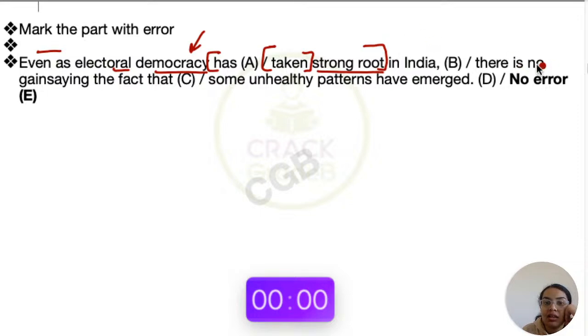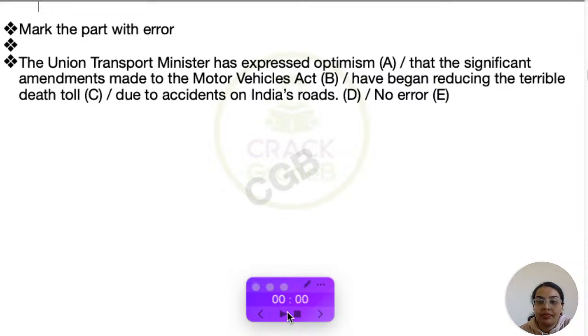So in India, there is no gainsaying the fact, क्या fact है, that some unhealthy patterns, some with countable noun has to be plural, and then of course the verb is going to be accordingly. Some patterns have emerged. Subject verb agreement, use of connector, even as the phrase we are using, it's a short sentence, so I would say more confidently you can answer there is no error. Next one. Absolutely right.